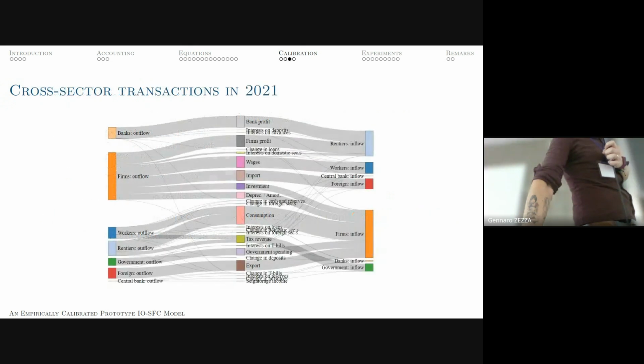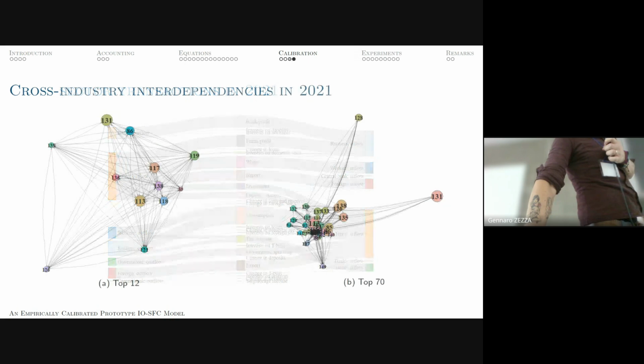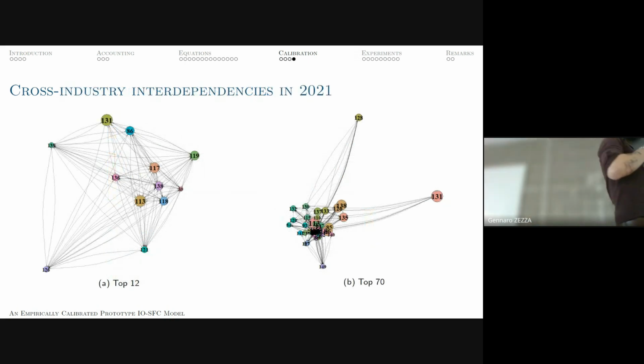Other coefficients are taken from other works, and this is a snapshot of the base year of the model, just to see that every flow and every change in stocks has a counterpart. So I use this Sankey diagram to give a representation of that. And obviously having an input-output structure means that we have a network of industries. Here I just plotted the top 12 industries. There you can see the top 70, the top 163. The problem is the picture doesn't make any sense.